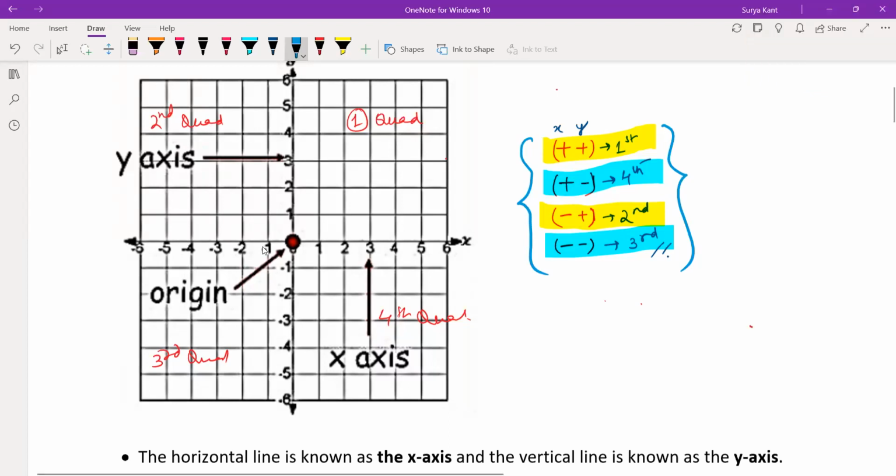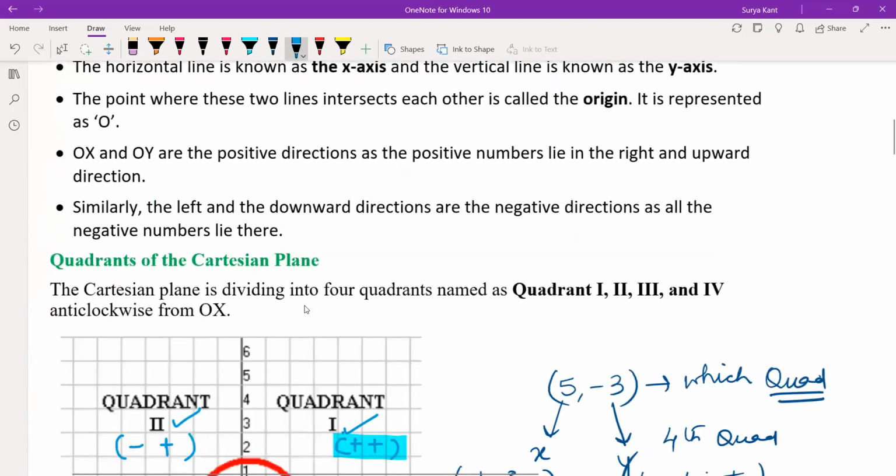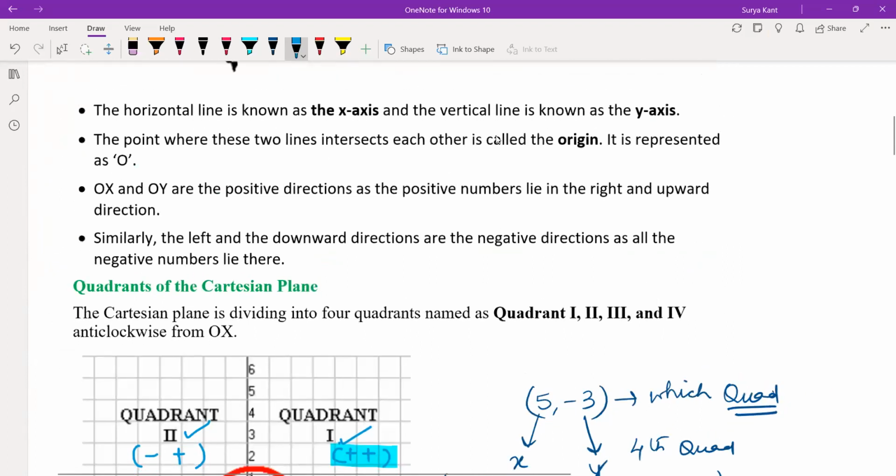Okay. Next, the horizontal line is known as the x-axis. The vertical line is known as the y-axis. The point where these two lines intersect each other is called what? Origin. The point where these two lines intersect each other is called the origin. This is represented as O. So these two points are clear to everyone, children? This first and second. Yes, sir.